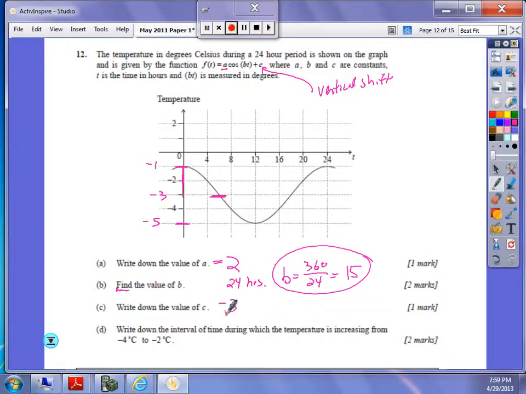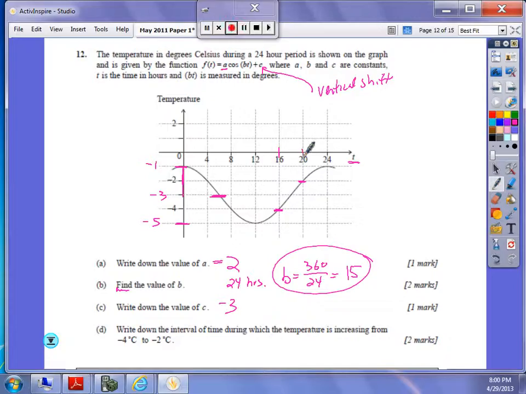And then the last part says write down the interval of time. Now, when we're talking about intervals, we're going to be talking about the x value. So there's an interval of time during which the temperature is increasing from -4 to -2. So where is the temperature increasing from -4 to -2? So here are the y values, -4, oops, I should mark that one, to -2. I didn't do that right the first time. And what are these x values?